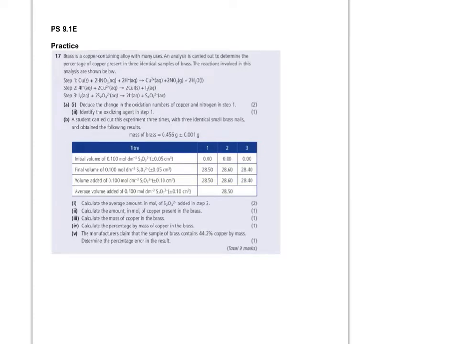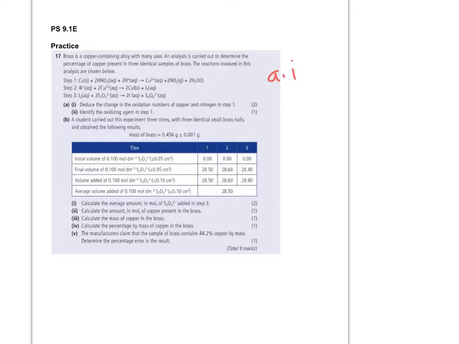Looking at the practice problems from 9.1e, they continue to use some real life applications. Question 17 is talking about brass being a copper containing alloy, and the amount of copper in there can vary. So there's a 3-step process you can go through to find out just exactly how much copper is in there. And part A says deduce the change in the oxidation numbers of copper and nitrogen in step 1.